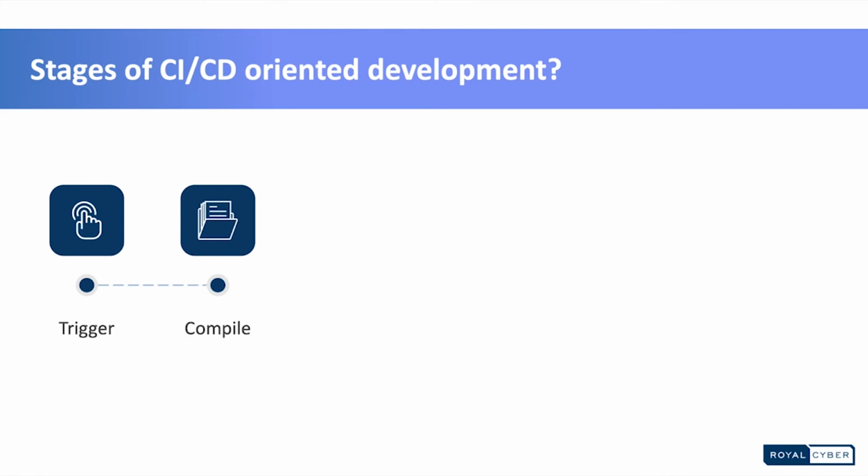Second stage is compilation. So this is where the underlying tool pulls the code and starts compiling it. Stage number three is unit testing. So once the compilation is done, then the next stage is unit testing. The system tests if all the unit test cases are running perfectly fine.